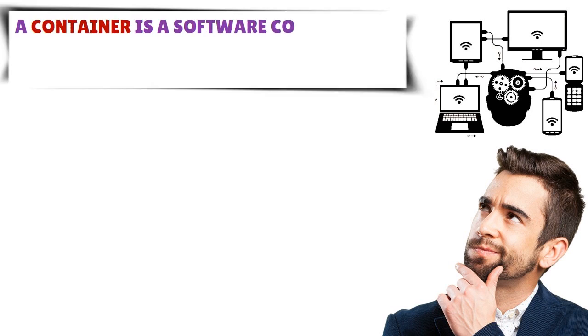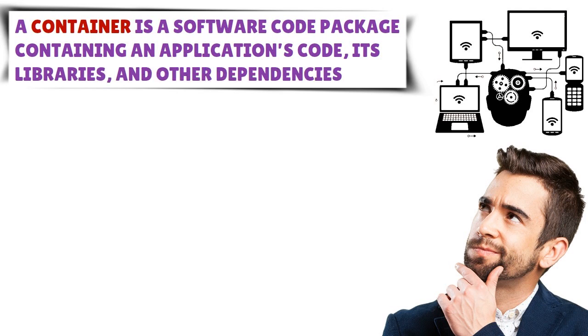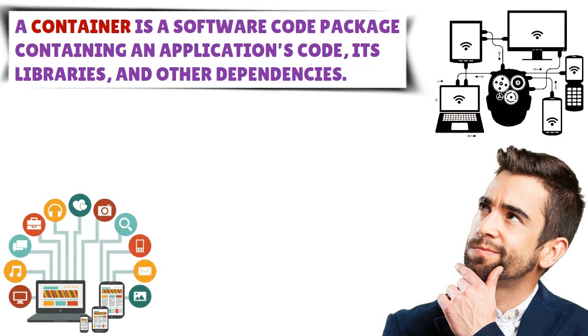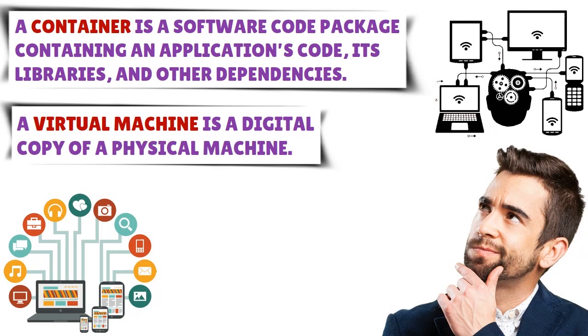A container is actually a software code package containing an application's code, its libraries, and other dependencies. Containerization makes your applications portable so that the same code can run on any device. So that's for containers. A virtual machine is actually a digital copy of a physical machine. You can have multiple virtual machines with their own individual operating systems running on the same host operating system. In addition, and that's a big one, you can create a virtual machine that contains everything required to run your application. So that's kind of cool.